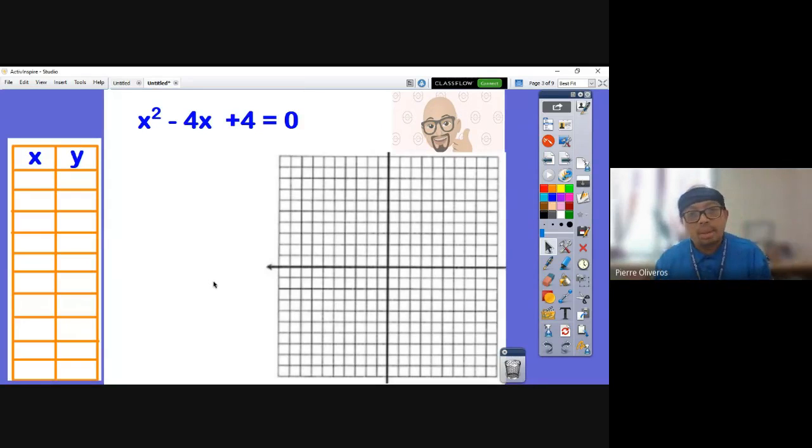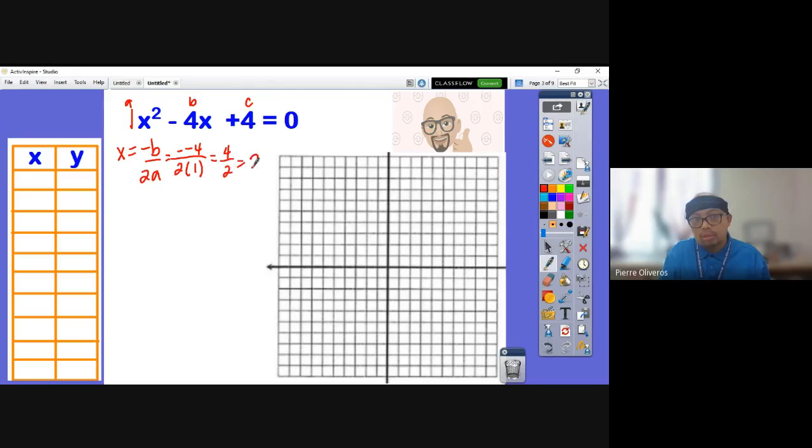Okay, let's try this example here. x squared minus 4x plus 4 is equal to 0. This is a quadratic equation because it has an x squared. And what do we need to do in solving by graphing? The first thing you have to do is find the vertex. In order to find the vertex, you have to use the axis of symmetry formula, which is x equals negative b over 2a. We all know that this is the a, that's the b, and that's the c. So that gives us negative negative 4 over 2 times a, which is 1. And negative times negative is positive 4 over 2, which will give us 2.